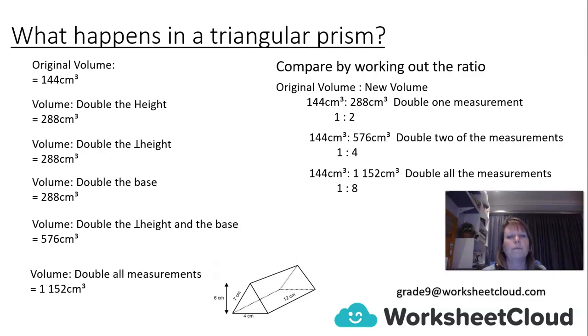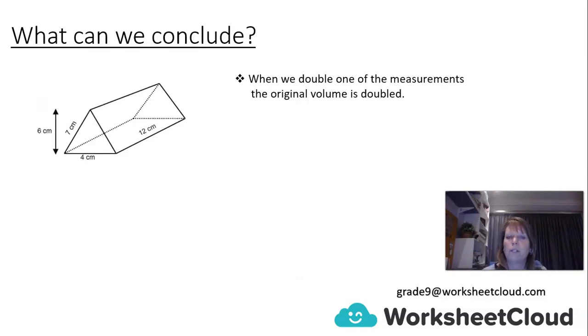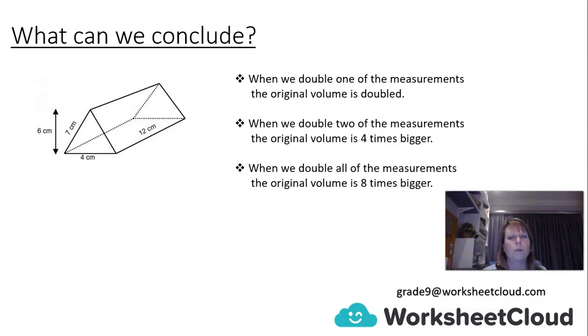In a triangular prism, it's the same as a rectangular prism. You double one measurement and you double the volume. You double two measurements and you quadruple the volume, or it is 4 times as big. You double all the measurements and it becomes 8 times bigger. The volume becomes then 8 times bigger than the original volume. All right. Okay, now what can we conclude? As we've just said, when we double one of the measurements, the original volume is doubled. When we double two of the measurements, the original volume is 4 times bigger. And when we double all the measurements, the original volume is 8 times bigger.